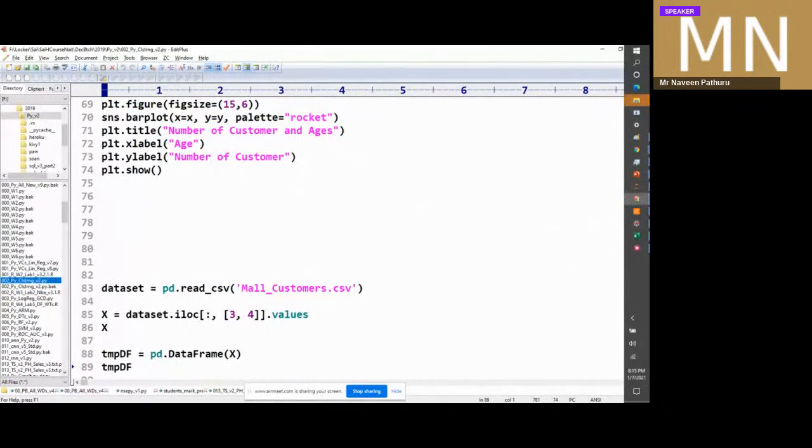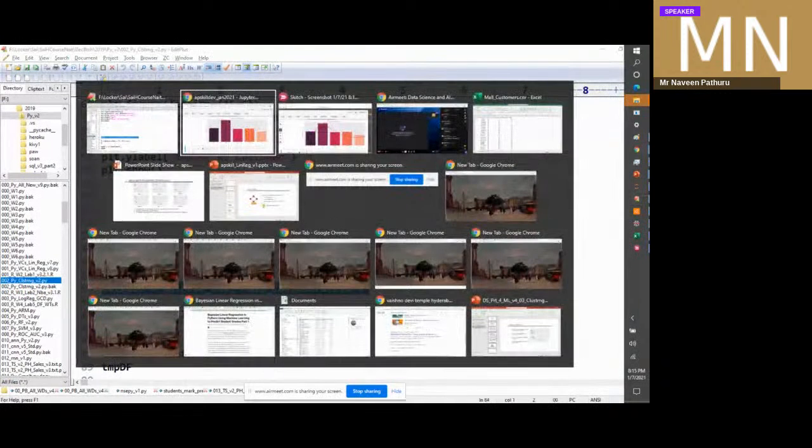So that's a little bit of exploration. The visualization is part of the exploratory EDA, exploratory data analysis. But let's go back to our data set one more time and see what else we can do.